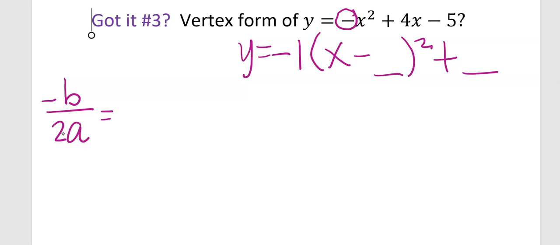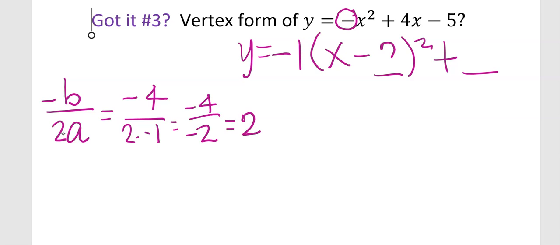So what's -b in this one? -4. What's 2a? Yep. So -4 divided by -2 is 2. So I'm going to put that in my first spot. That's the h. And you can do vertex over here if you want to, if that helps. And now we need to find f of 2. Whatever this number is, that's what you're doing f of. And f of just means plug it back in.